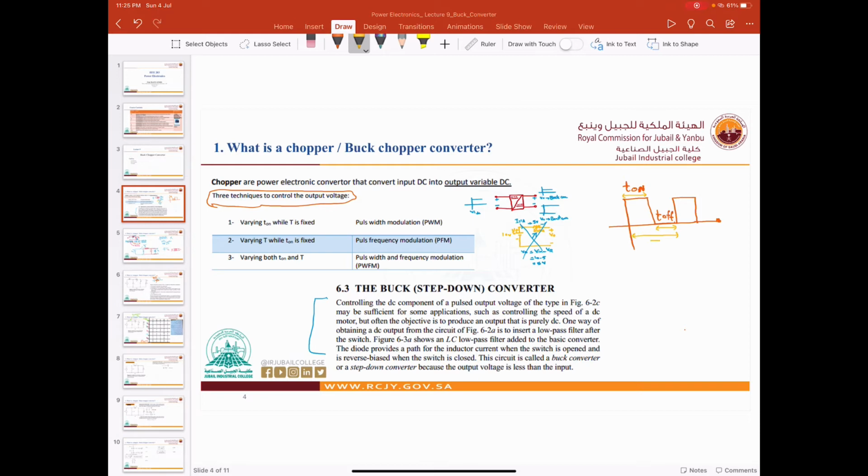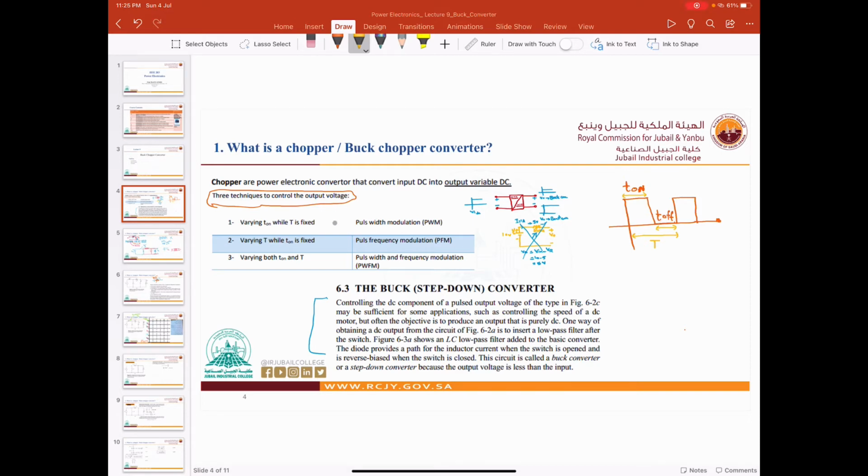This is T. This is big T, right? This is big T, and this is representing the period. So we will have one cycle per period. Now in this case we have 50% in the period. We have 50% switch on and 50% switch off, right?